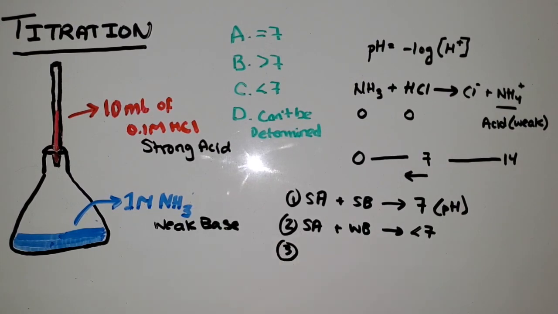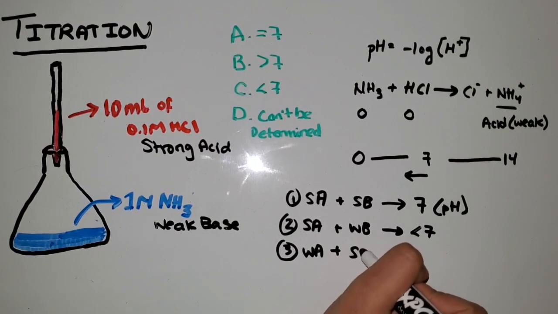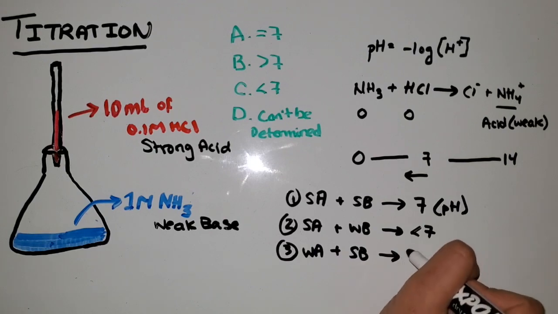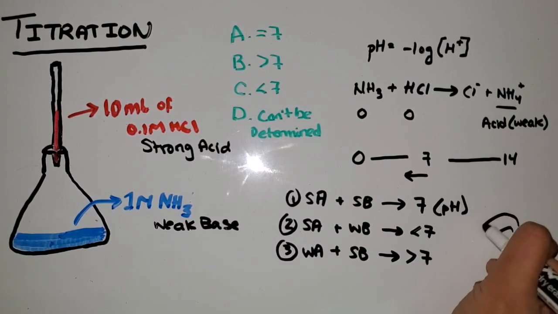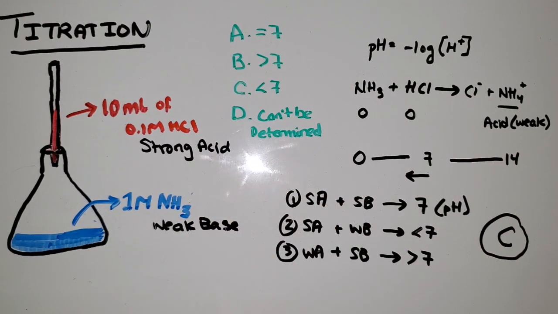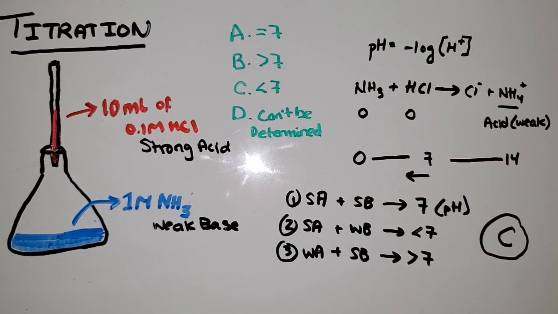In the third condition, when we combine a weak acid with a strong base, the opposite happens. We have a pH greater than 7 because when a strong base reacts with a weak acid, a conjugate base forms in the solution, therefore making our pH greater than 7. Knowing all of this, now we know that our answer is C. Our pH is less than 7 because we have a conjugate weak acid in our solution after titration.